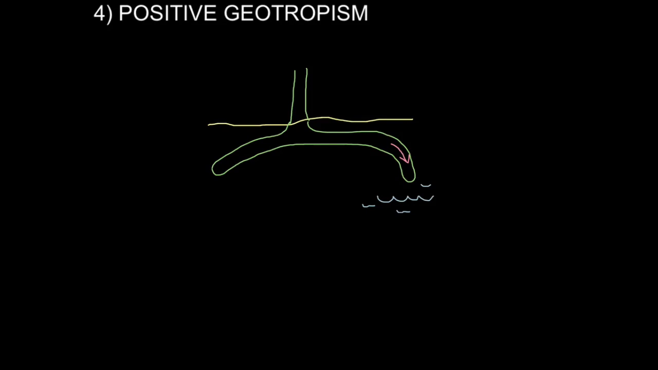So the result is a positive geotropism. Geo means ground or earth, or you could also say gravitropism, a movement towards gravity. So you can see the root starts to curve downwards where it can reach more moisture because obviously plants require water to survive. And just like before, a positive geotropism is a growth towards the earth, whereas a negative geotropism is a growth away from the earth. So plant roots experience positive geotropisms.